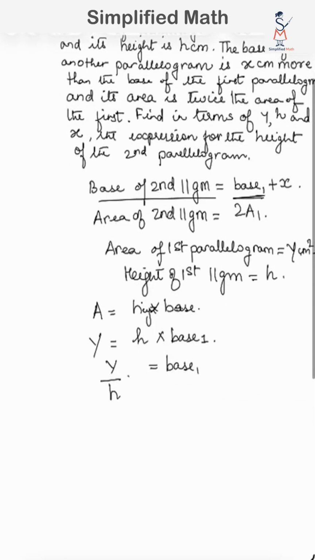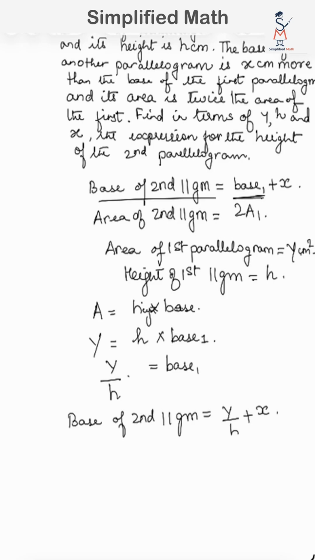So now what we will do? We will find the base of the second parallelogram. Base of second parallelogram, that is first base, that is y upon h plus x. Fine. And the area of second parallelogram is 2 times a1, which we have found out from the question. And 2 into a1 is 2y.